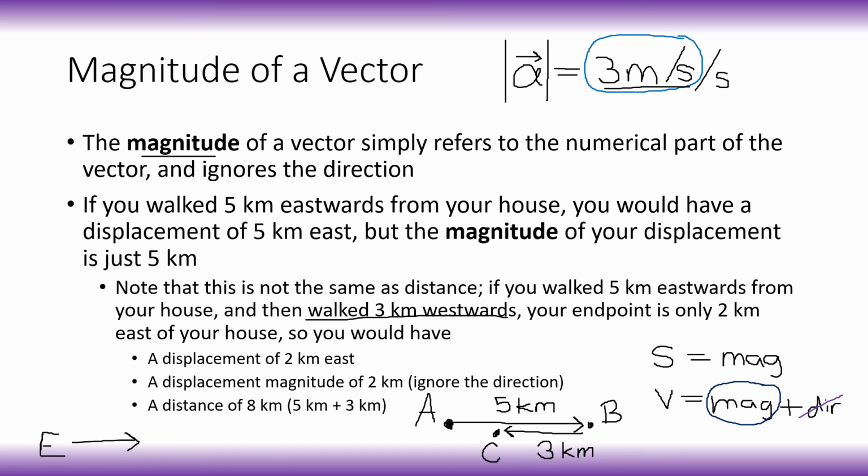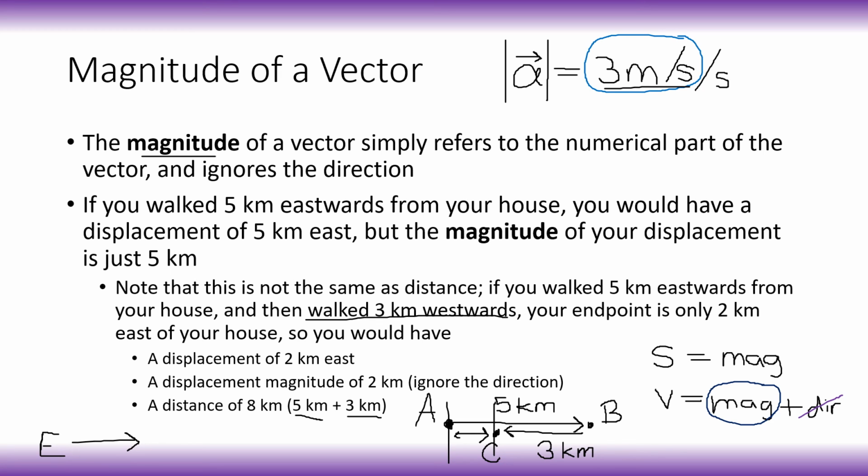So your total distance is, well, you walked 5 kilometers from your house to your friend's house, and then you walked 3 kilometers backtracking towards your house, but your total distance is 8 kilometers, right? Your total distance is the distance to your friend's house, and then the distance from your friend's house to the ice cream. But your displacement only cares about where you started, which is here, and where you ended, which was here. And this distance in here is only 2 kilometers.